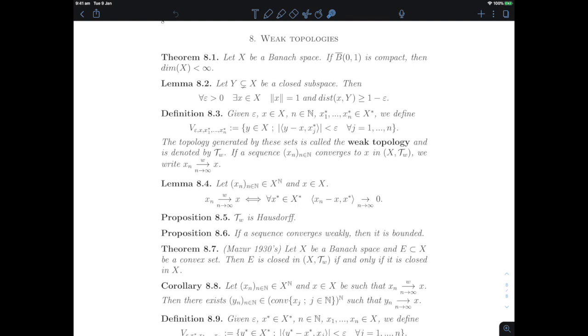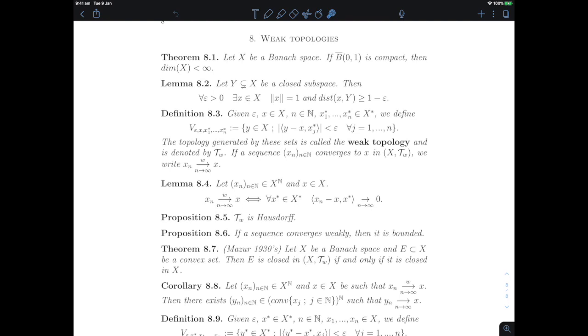And then the topology generated by this set I denote by TW, and convergence in that new topological space, which is X endowed with that topology, I'm going to denote by xn converging weakly to x. Now we're mostly going to use this notion of weak convergence of sequences rather than advanced topological considerations. Nevertheless, we want to prove eventually in proposition 8.5 that the topology is Hausdorff in order to ensure that limits are unique when taken with respect to that topology.